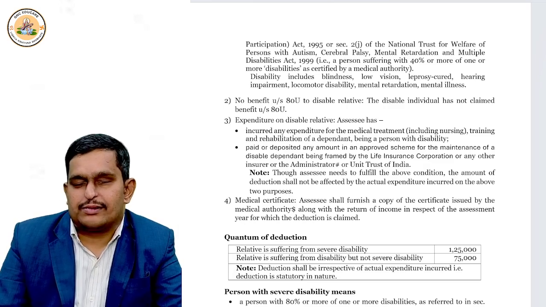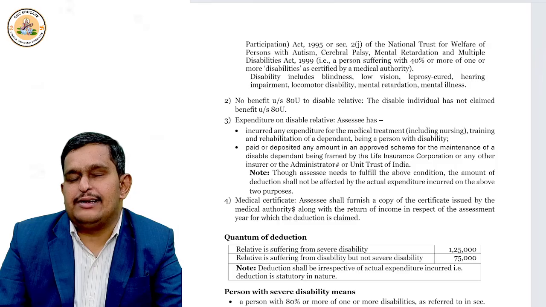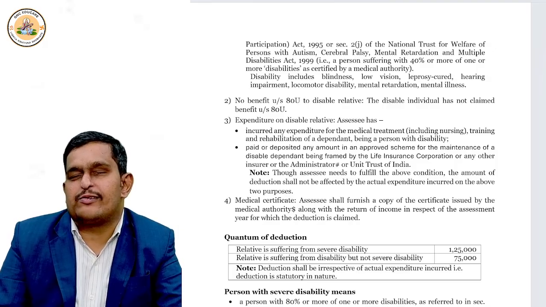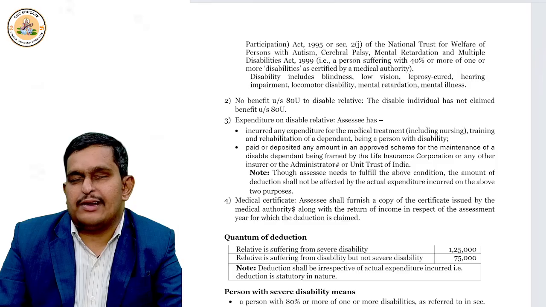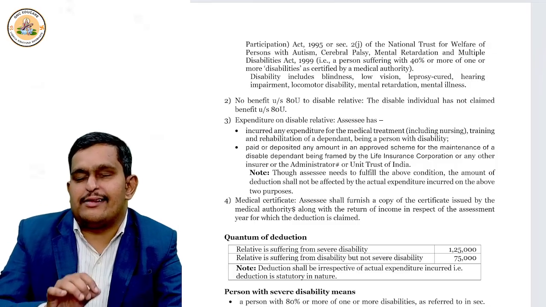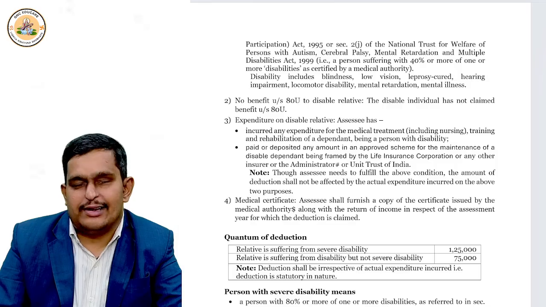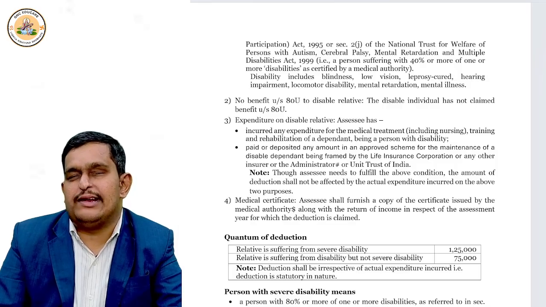Now suppose you contributed certain money in LIC's annuity schemes for the disabled dependent's maintenance. But the disabled person died before the person who is contributing. So the person contributing got the money, and the disabled anyhow died. In that case, whatever amount is received is fully taxable in the hands of the person receiving it. So this is all about 80DD.